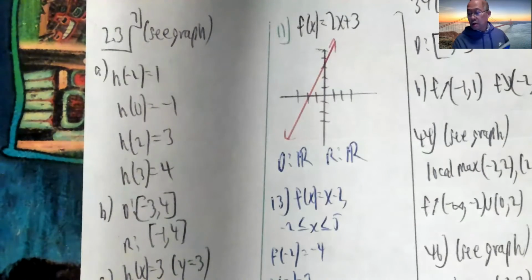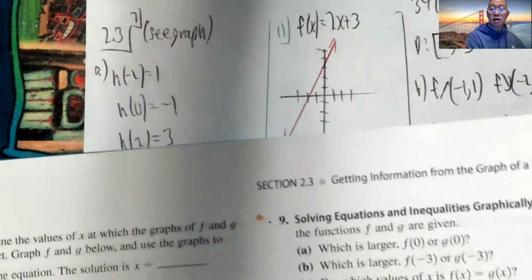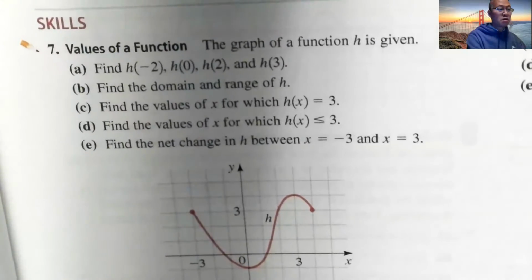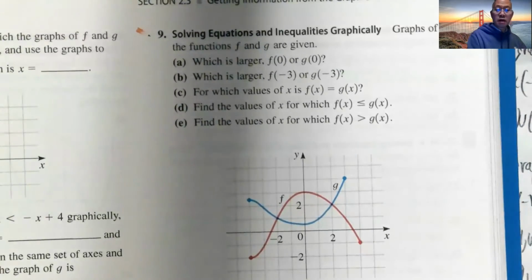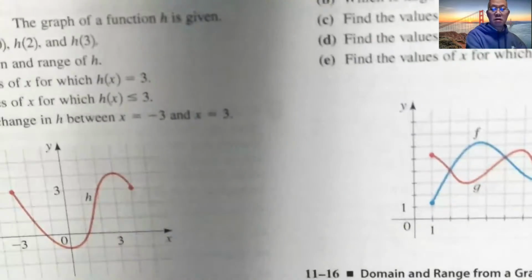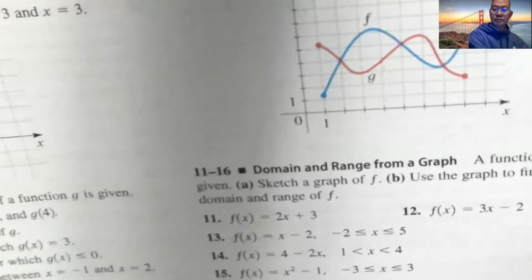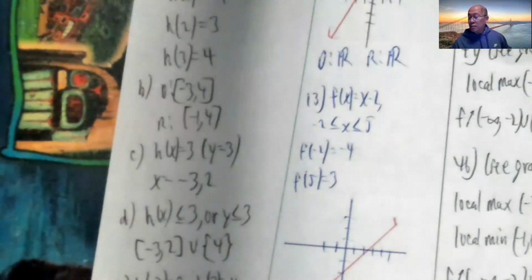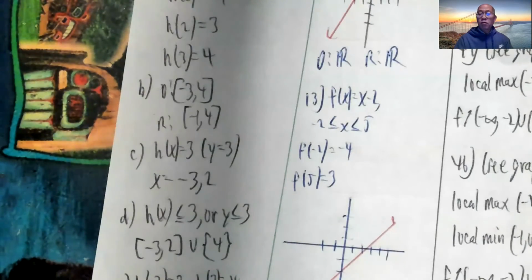This is section 2.3. So let me go ahead and show that to you. Okay, we have 7 to 13 odd on page 215. There's 7 and 9, 11 and 13, so I get this in focus. Directions: sketch a graph, and domain and range. Okay, then we have 31 to 34 all.